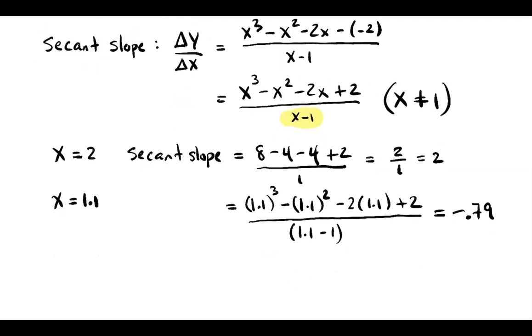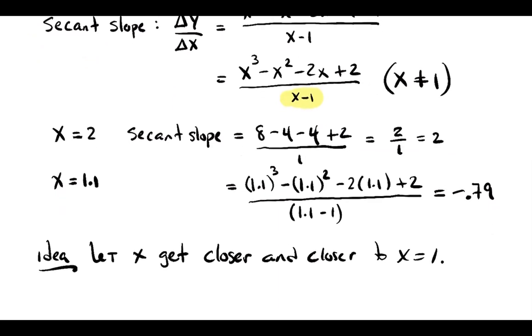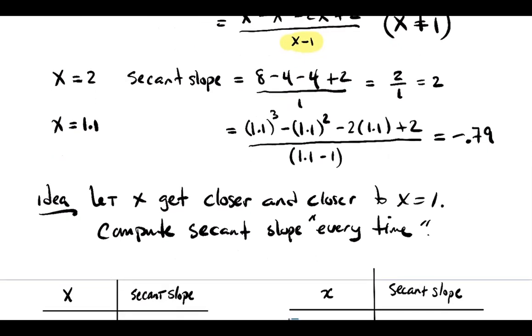So here's the idea. Let's let x get closer and closer to x equals 1 and compute the secant slope every time. Every time, I mean for every value of x. If those secant slopes approach something, then we can use that something to take a guess for our tangent slope.